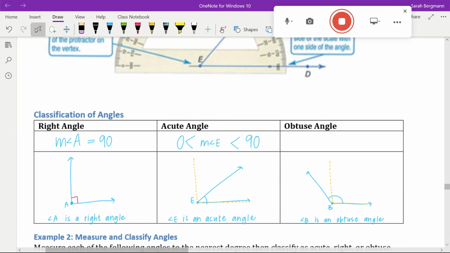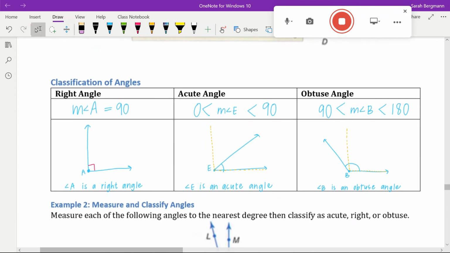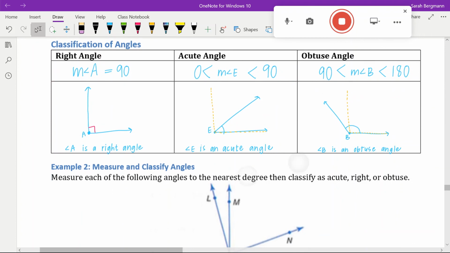Finally, an obtuse angle, such as angle B shown here, must be greater than a right angle. So it has to be greater than 90 degrees. However, it also has to be less than 180 degrees. It cannot be a straight line. A straight line is not an angle, because remember, the definition of an angle says that the 2 sides cannot be collinear.